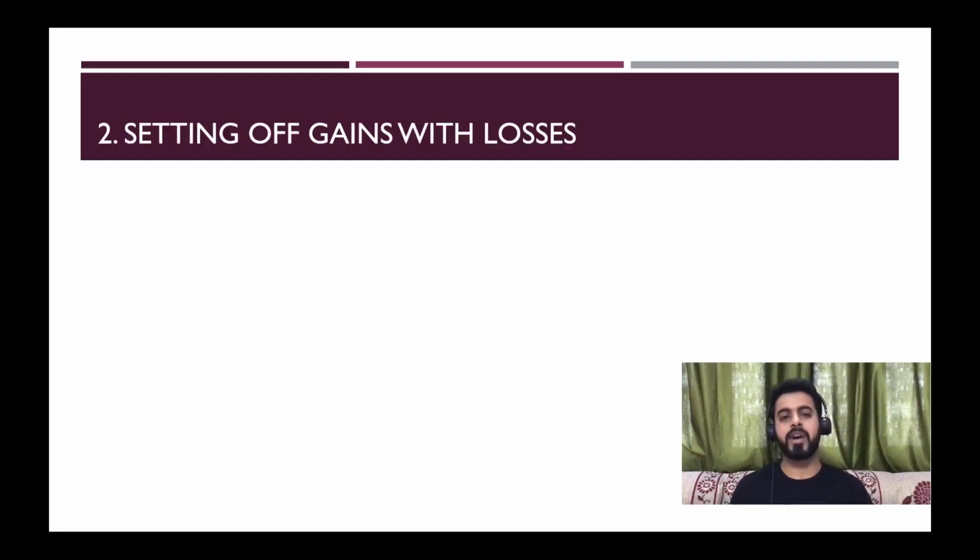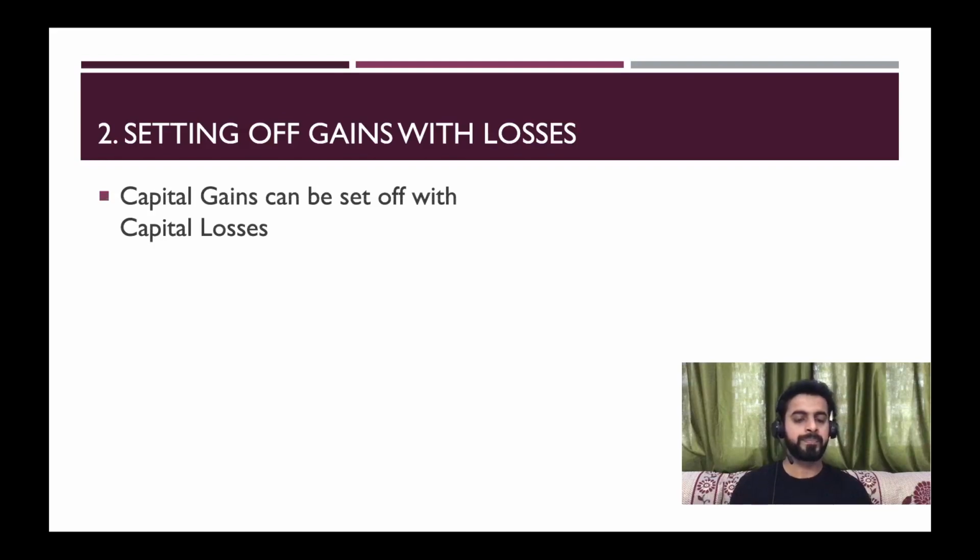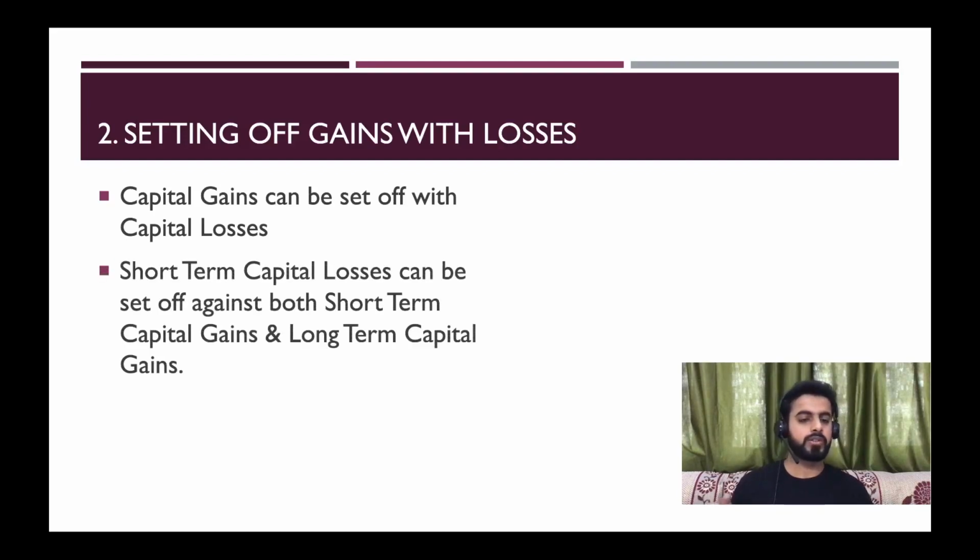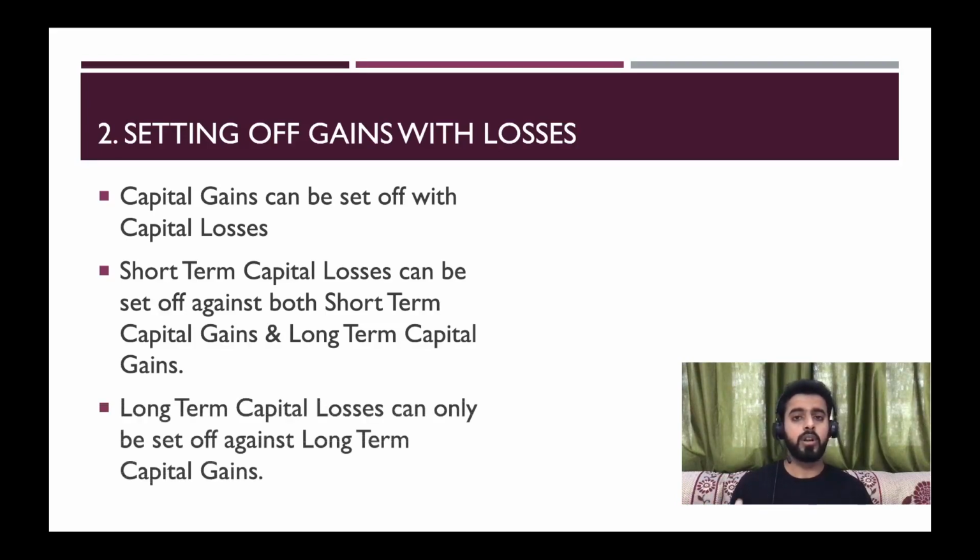Now, the second method of saving tax on capital gains is setting off gains with losses. Capital gains can be set off with capital losses. In a way, you can say they can be cancelled out. Now, short-term capital losses can be set off against both short-term capital gains and long-term capital gains, but long-term capital losses can only be set off against long-term capital gains.